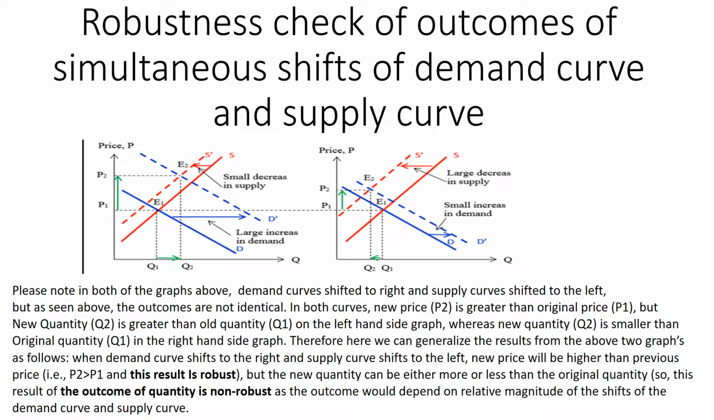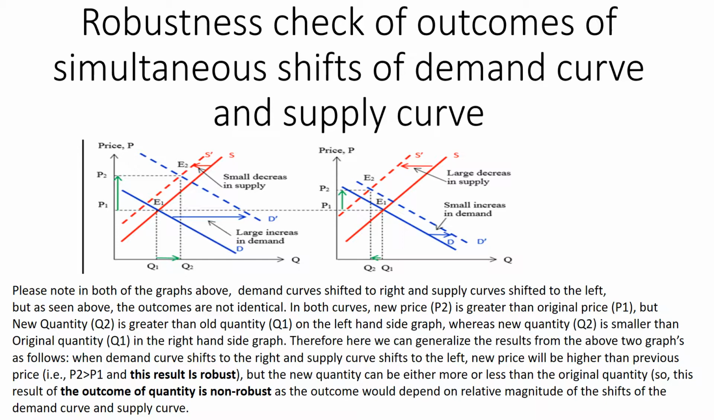So on the left-hand side graph we saw the new price P2 is greater than the old price P1. On the other hand, the new quantity Q2 is also greater than the old quantity Q1. Now let's note those changes, the outcomes, and compare these outcomes with those on the right-hand side graph. On the right-hand side graph also we saw the shift directions are the same. The dotted demand curve is on the right-hand side of the current location, and the dotted supply curve, the dotted red line, is also on the left-hand side.